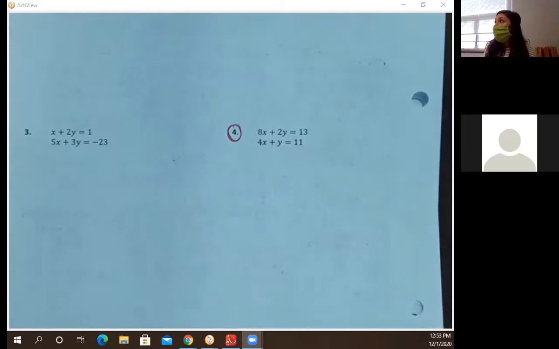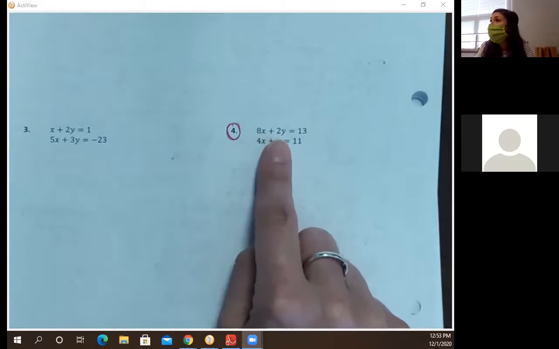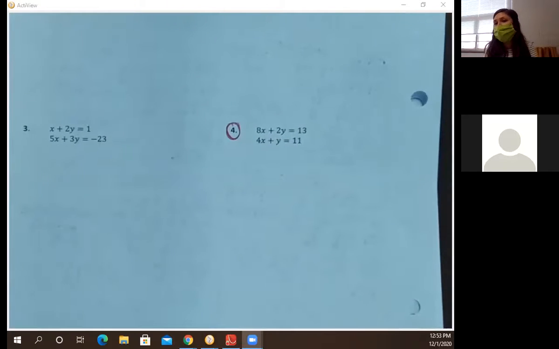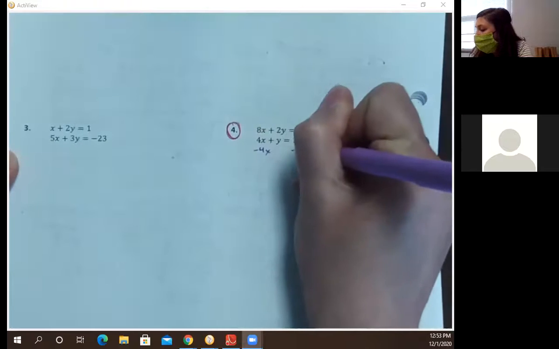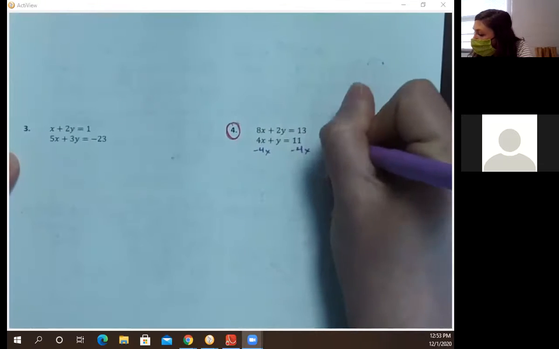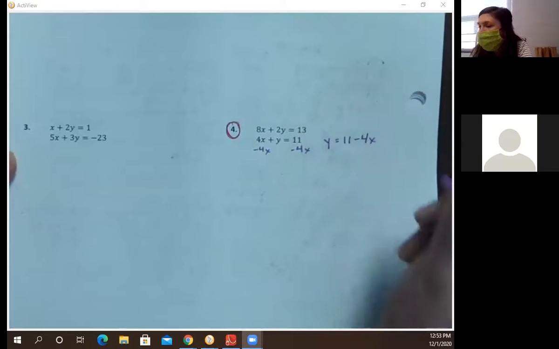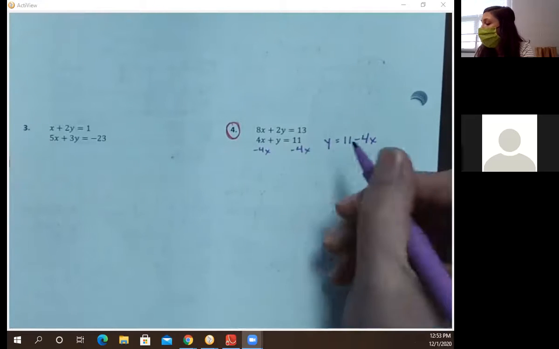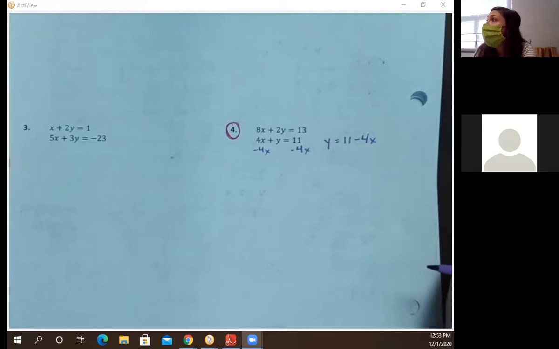You can do either. You could also get a variable by itself from that top equation. That's fine. My suggestion, just like yesterday, was to pick the easiest option. What's going to be the least amount of work for you? And that would probably be to get y by itself in the bottom equation. So I'm going to go ahead and do that here. And that would give me y equals 11 minus 4x. On your paper, if you wrote this as y equals negative 4x plus 11, that's the same thing, okay?